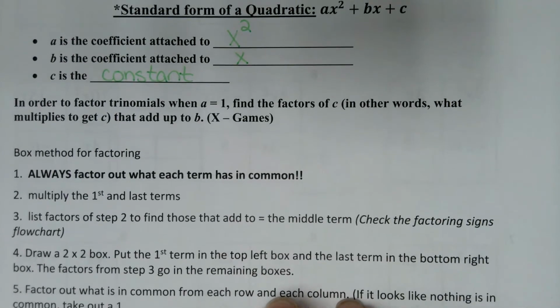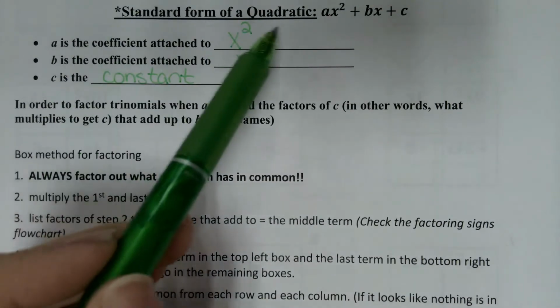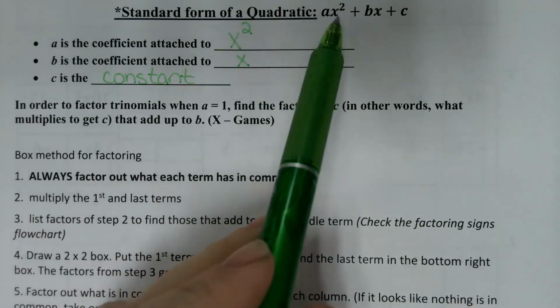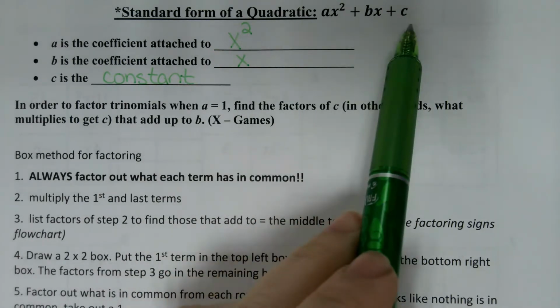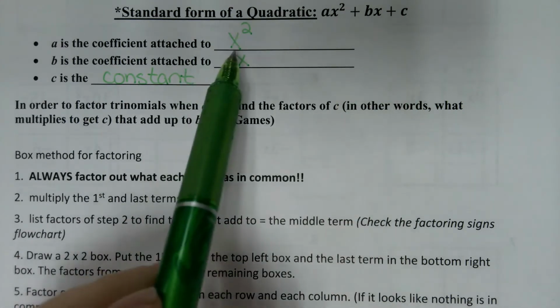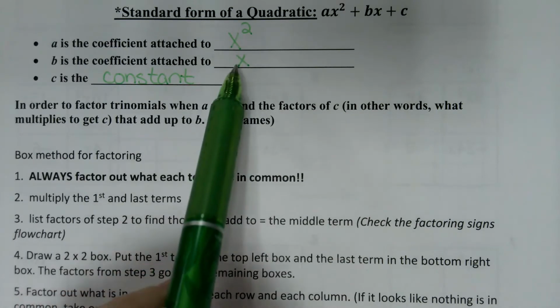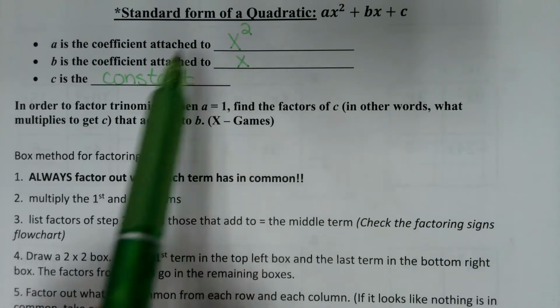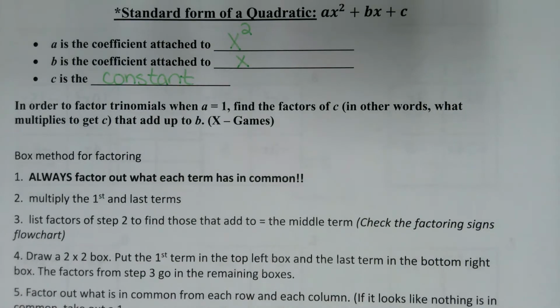and C are. Those come from the standard form of a quadratic, ax squared plus bx plus c, where a is the term that comes before the x squared, b is the term that comes before the x, and c is the constant that doesn't have an x. So our goal here is we're working to find trinomials where a is equal to 1, and we're going to find the factors of c that multiply together to get our c and add together to be b.